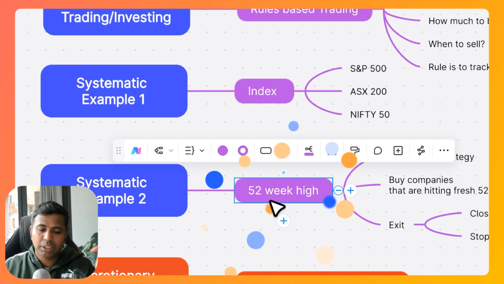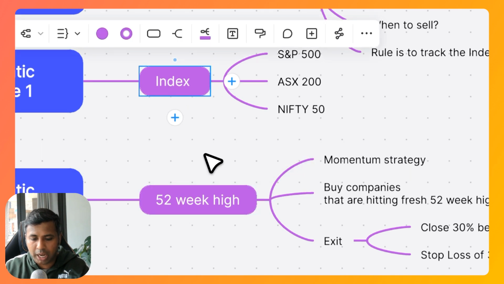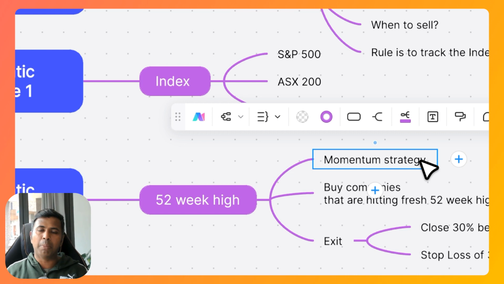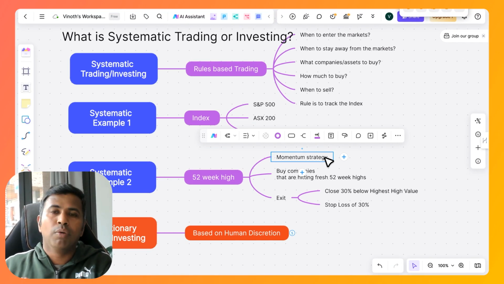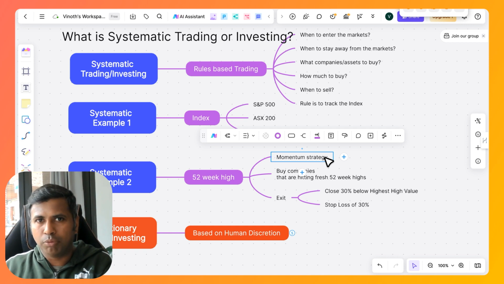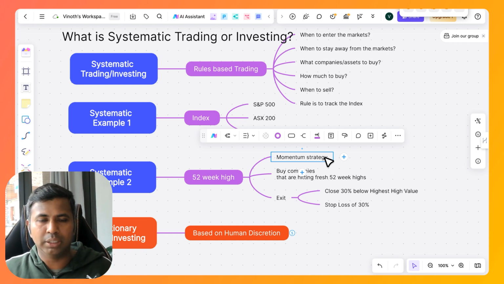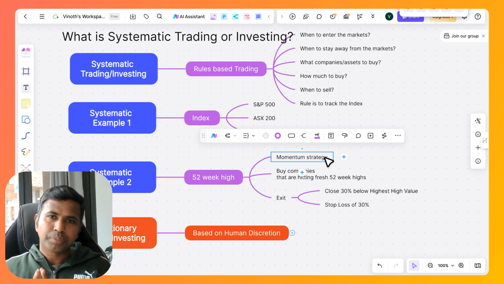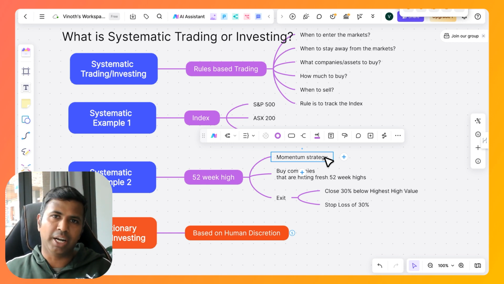As you can see from these two styles, index investing and the 52-week high, which is a momentum strategy, the rules for buying are all predefined. The rules for exit are all predefined. So if 3 or 4 traders or investors look at these indices, the rules governing them are the same. So this is an example of systematic investing or trading.